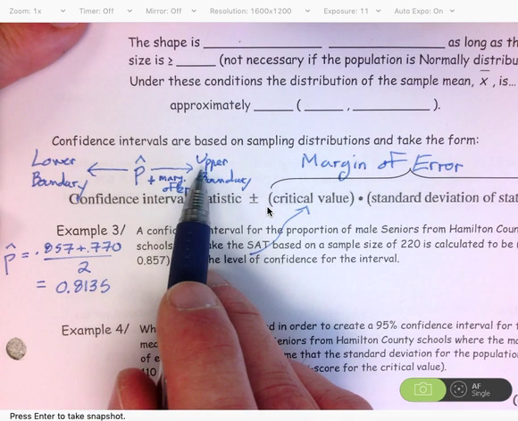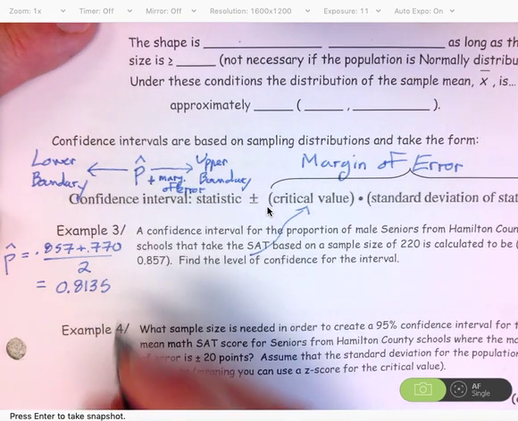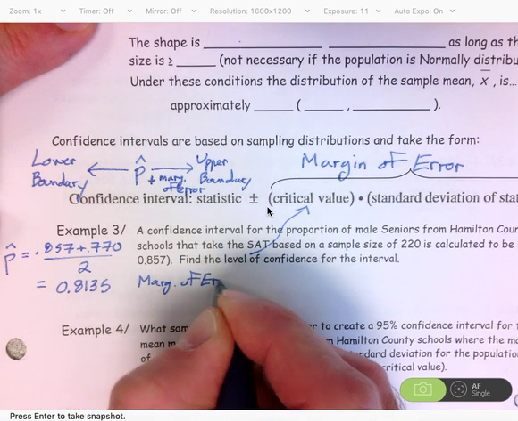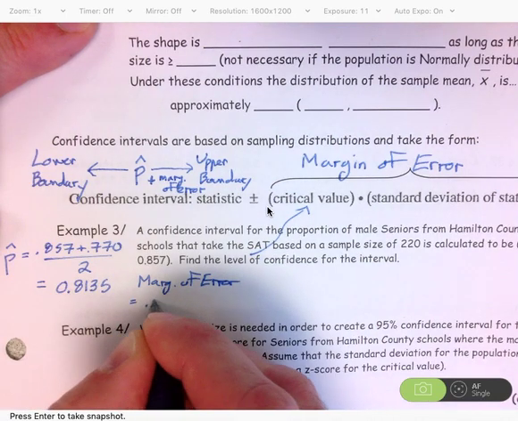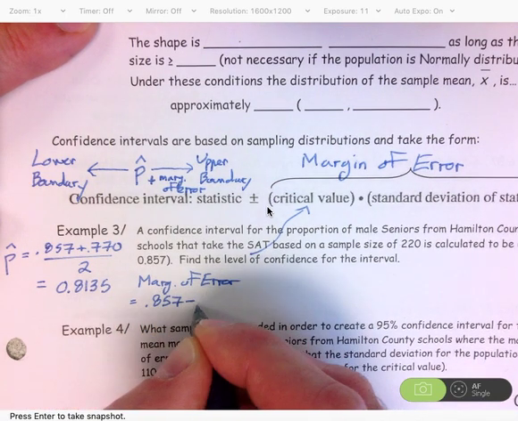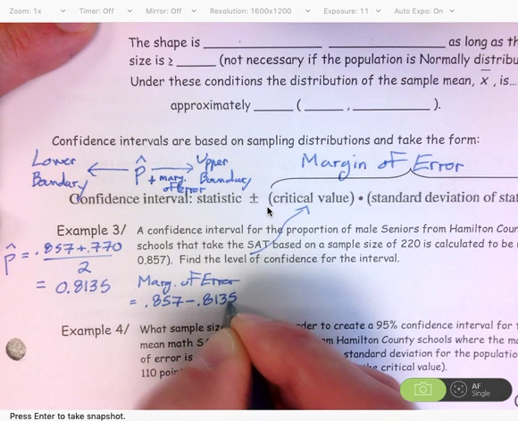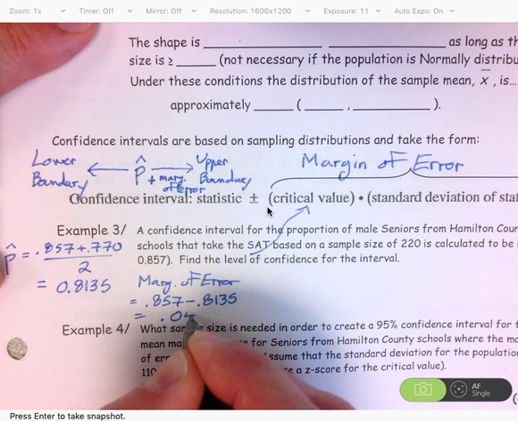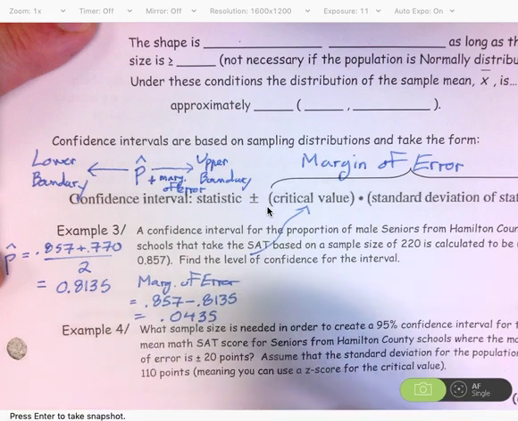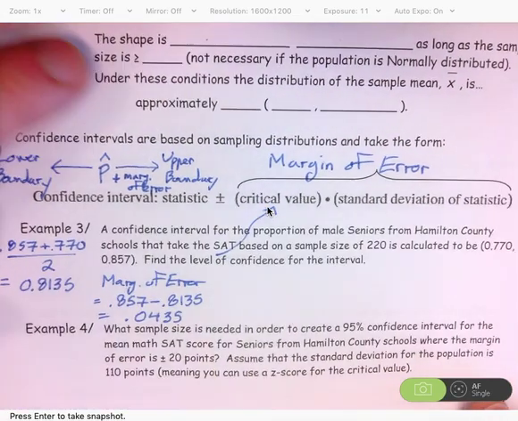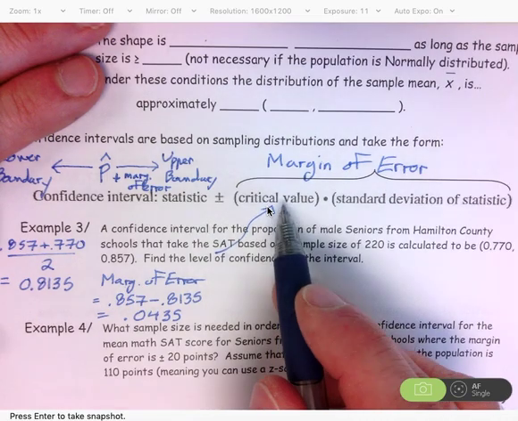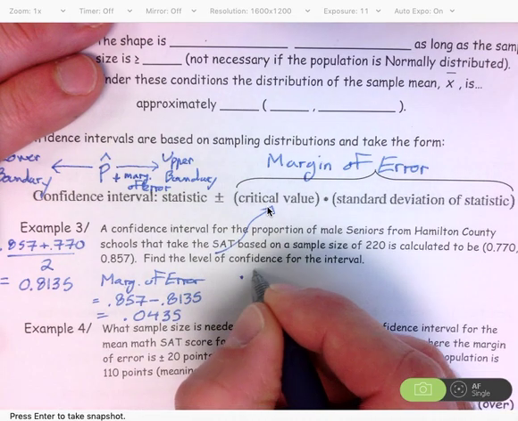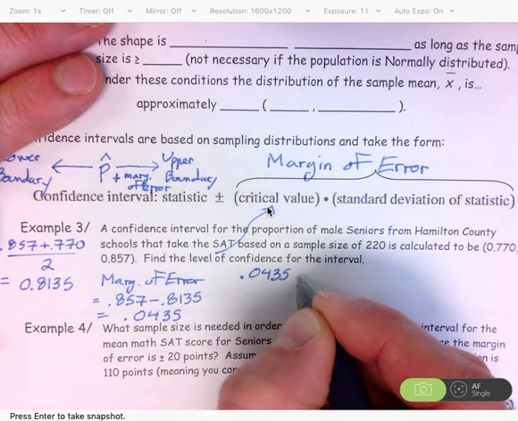So if I find the distance between the upper boundary and that statistic, that gives me the margin of error. So the margin of error, in this context, all I have to do is take the 0.857 and subtract my statistic, the 0.8135. And that gives me the margin of error. That should be 4.35%, 0.0435. So we're almost there, because the margin of error is made up of two components, the critical value that I need to find and the standard deviation. So my margin of error is the 0.0435. That is made up of two parts.